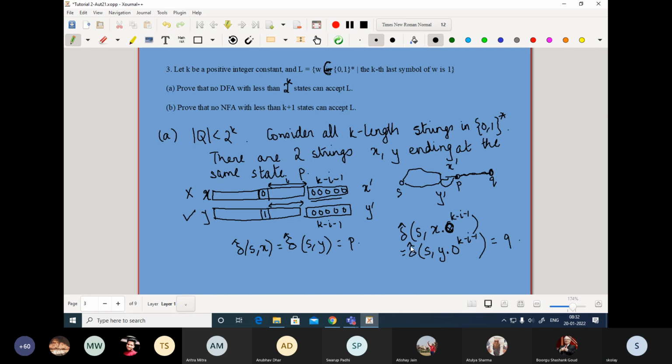Ma'am, where are we exactly using the fact that mod of Q is less than 2 power k? Could you explain that? So how many k length strings can there be? 2 power k. Yes, ma'am, got it now. Right, so what is the principle we are using here to give this statement? Pigeonhole principle.